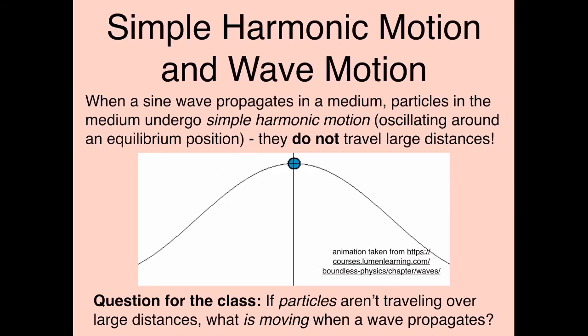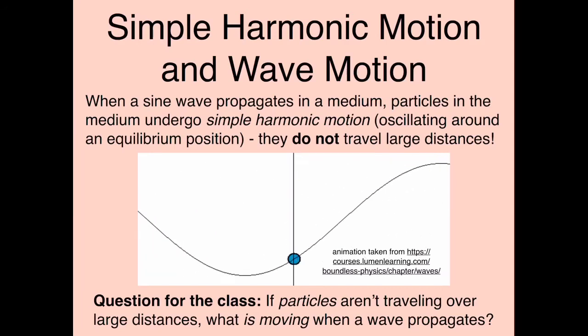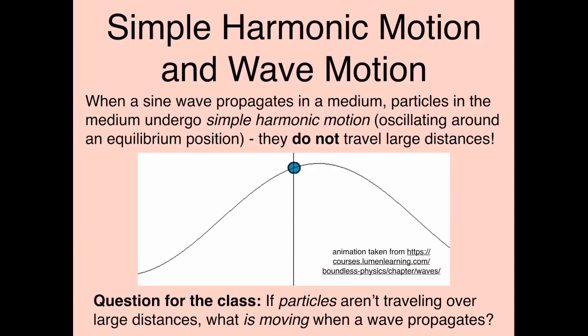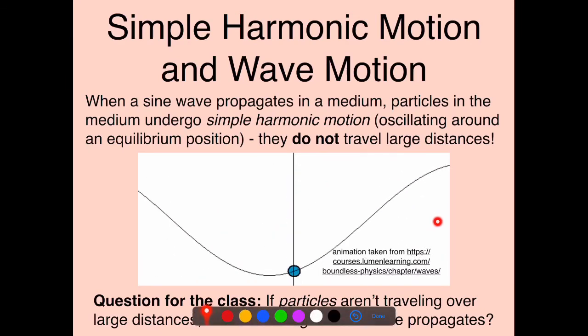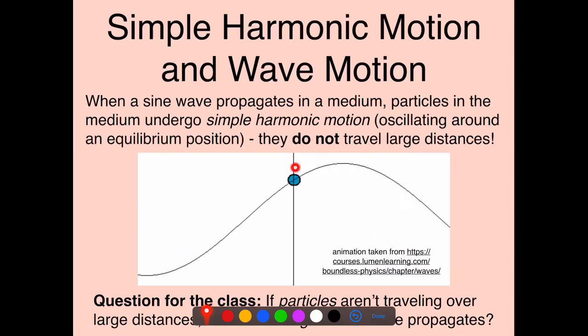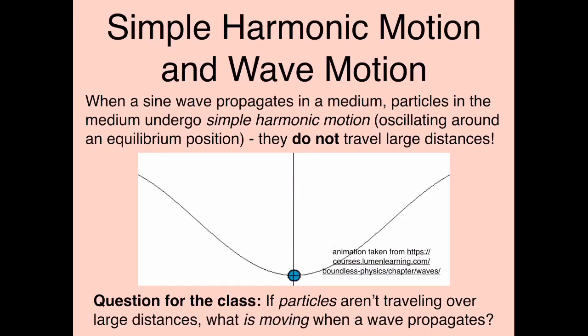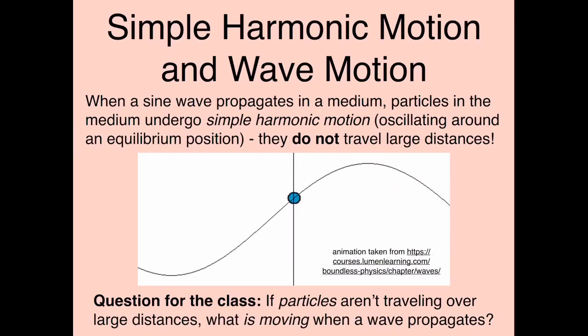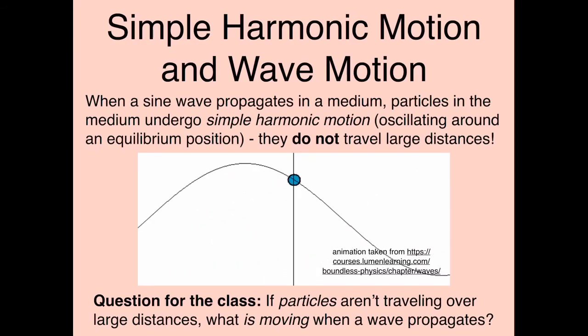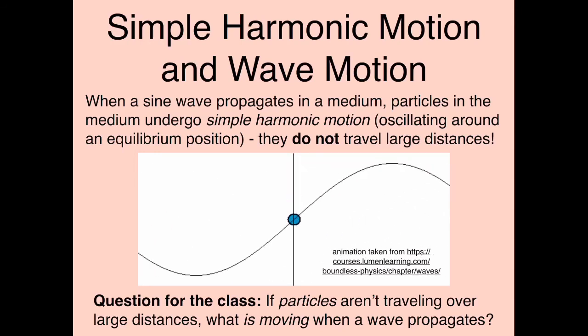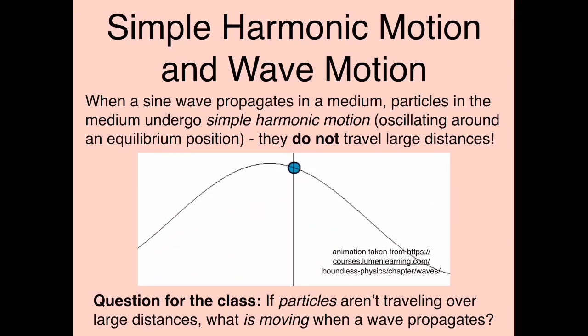If it's not matter, if it's not particles that are moving long distances when you have a wave traveling through your medium, what is it? Well, the answer is energy. So when this sine wave moves through the medium, all that's happening to individual particles is that they're oscillating up and down like this. So they can't be moving over long distances. Instead, it's the energy carried by that wave that's moving. So we're going to get into the details of this later on, especially as we get to part 2 of this lecture. But for now, just keep in mind, it's not matter that moves over long distances when a wave travels, it's energy.